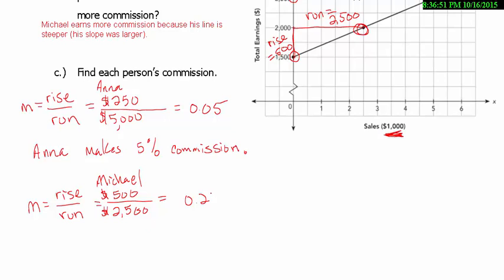And what is this as a percentage? We hopefully know that that is 20%. And so Michael makes 20% commission. And in case you were wondering what was going on with the units in dollars, the dollars will cancel each other out, and that's why we don't have any units on the answer in this case.